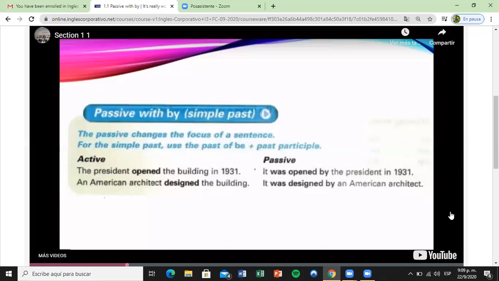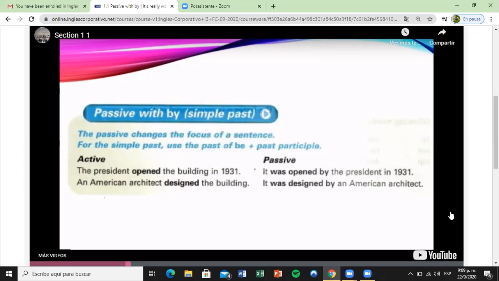Okay, there are examples. You can see we have two there. The active: the president opened the building in 1931, because the president does this action. In the second sentence, an American architect designed the building, because an architect does this action, designed. But in the passive, we normally focus on the object. Here, it or the building was opened by the president. It is always the verb to be. You can see the verb to be is was because it's in the past.